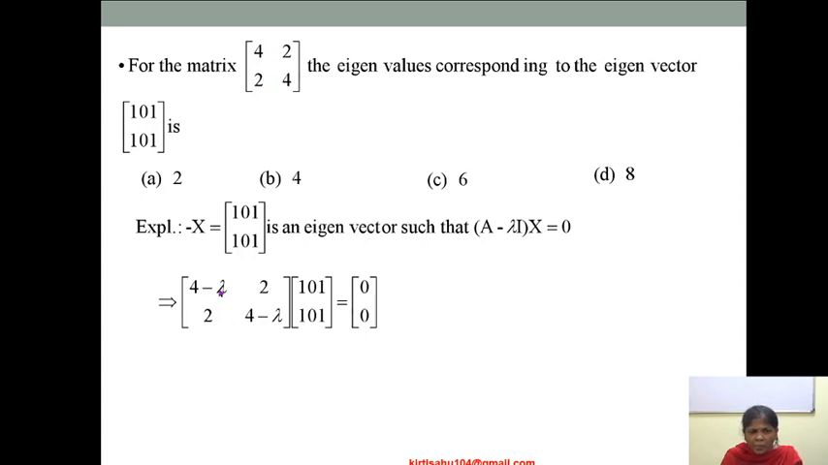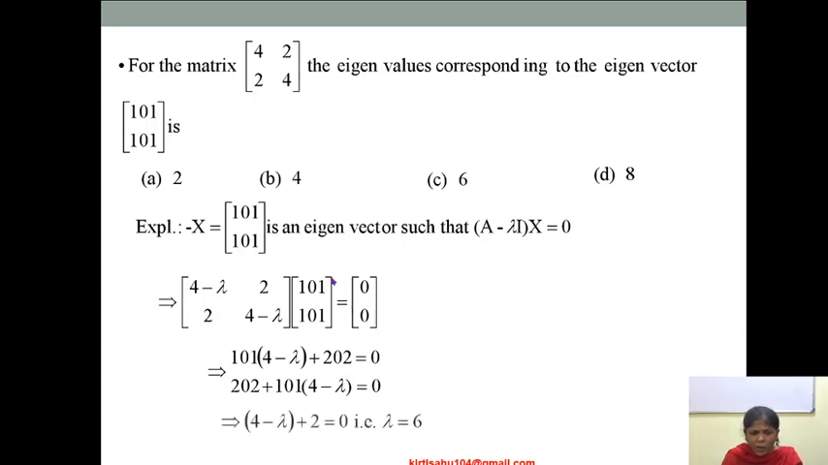Say I am denoting this matrix by A. So A minus lambda I, that is 4 minus lambda, 2, 4 minus lambda, into this matrix is equal to 0. Just simplify this matrix multiplication and the equation. So you will reach 101 times (4 minus lambda) plus 202 equal to 0. In the same way you can write the next multiplication. So we have arrived at such equations.